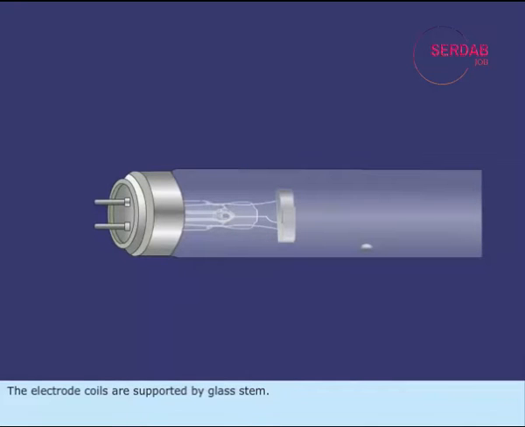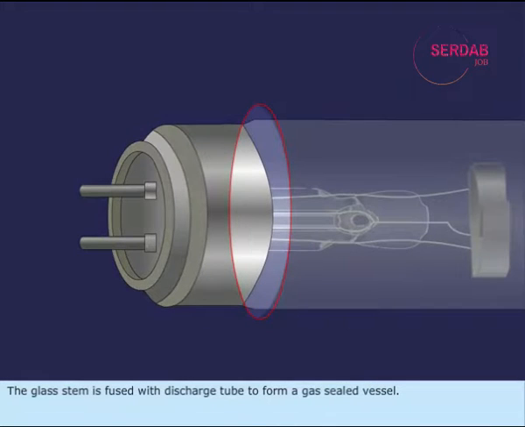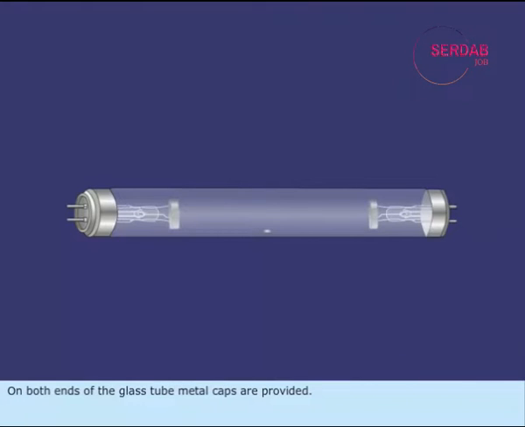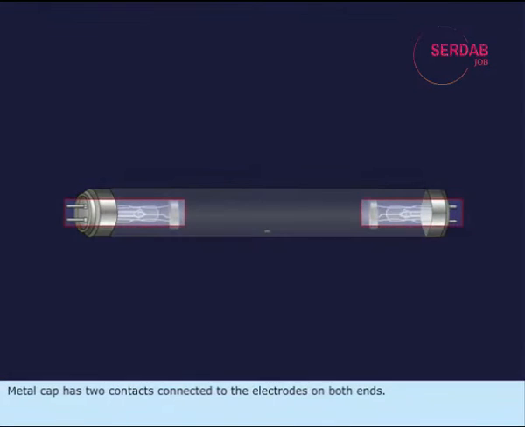The electrode coils are supported by glass stem. The glass stem is fused with discharge tube to form a gas-sealed vessel. On both ends of the glass tube, metal caps are provided. Metal cap has two contacts connected to the electrodes on both ends.